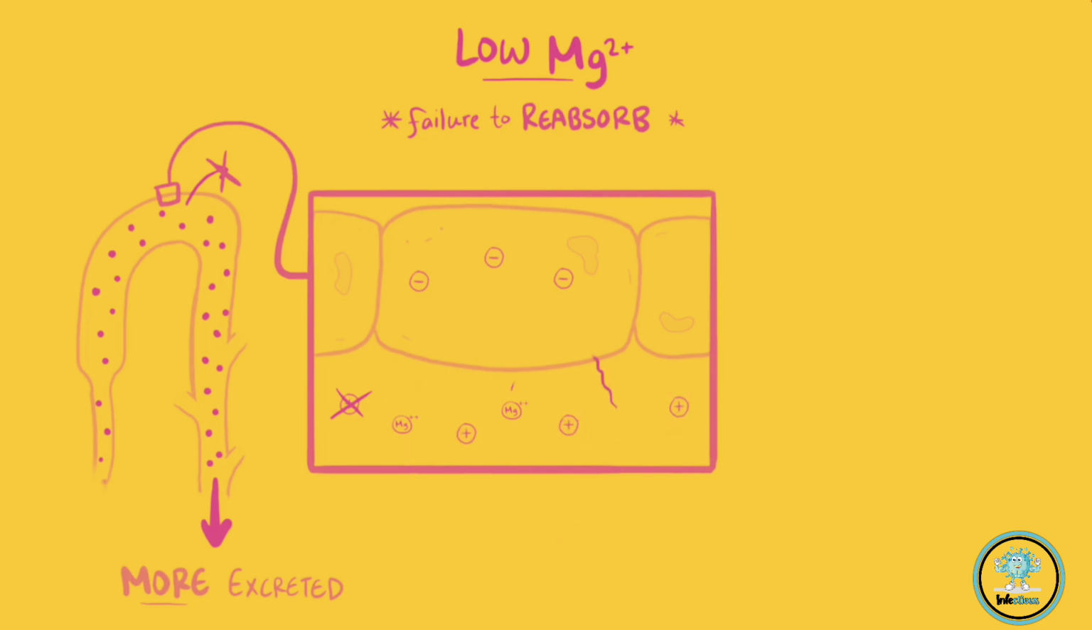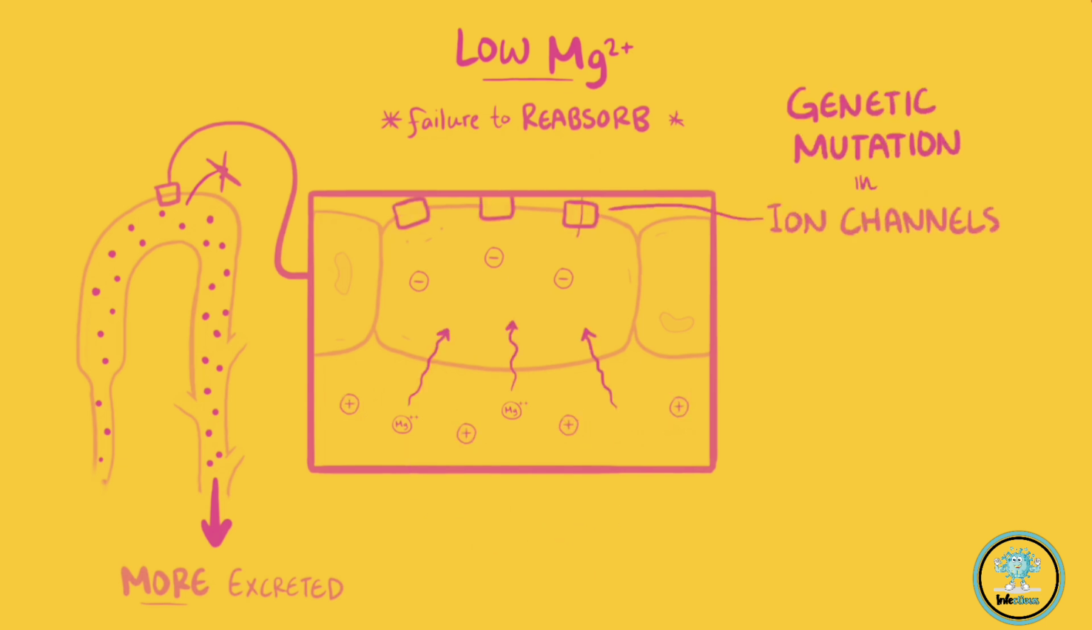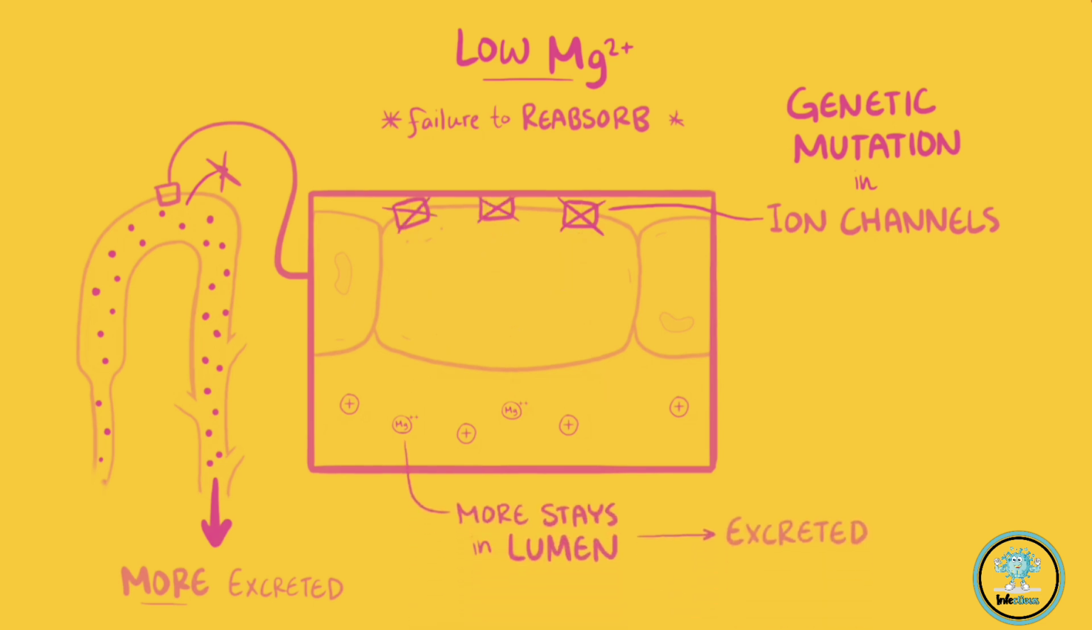Another similar scenario is a genetic mutation that affects the channels that regulate ion flow, which again could change the electrochemical gradient and cause more magnesium to stick around in the lumen and get peed out. An example of this is Gitelman syndrome, where there's a mutation in the gene coding for the NaCl cotransporters in the distal tubule.